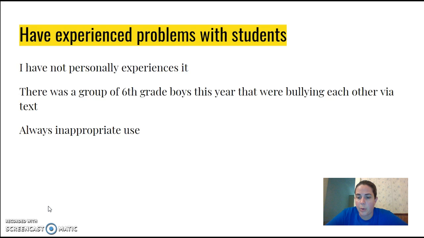I think there's always inappropriate use. Students are going to push the boundaries whenever they can to try to get on certain websites that they shouldn't be on. It just goes back to as teachers and administrators, I need to be able to teach them how to effectively use those products so they are not using them inappropriately.